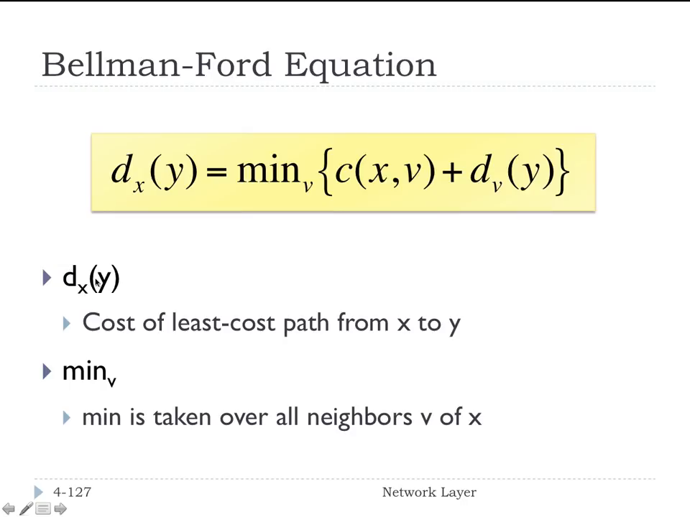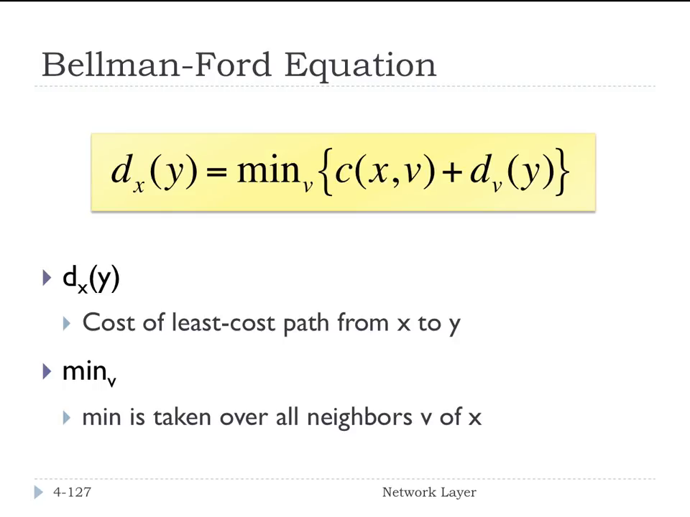D sub x of y is the cost of the least cost path from x to y. So we can think about x as the source and y as the destination, and d is the least cost, the distance. What we're saying here is that the least cost path from x to y is the minimum of the cost from x to v plus the least cost path from v to y, over all the possible v's that exist in the network. So all of the neighbors v of x, whichever neighbor has the least cost path from x.